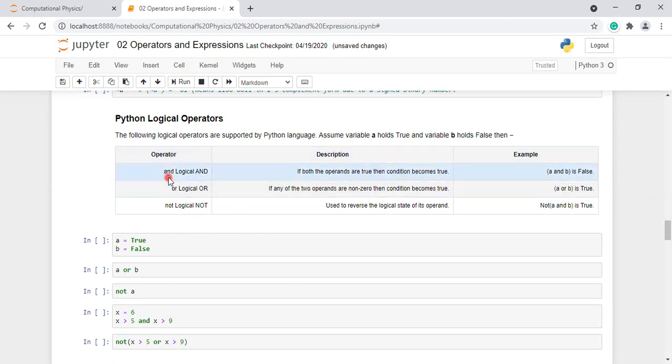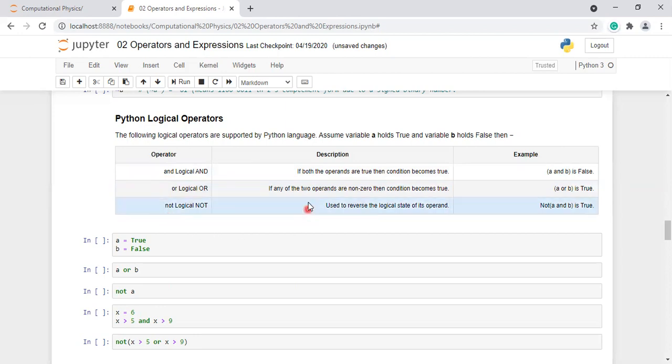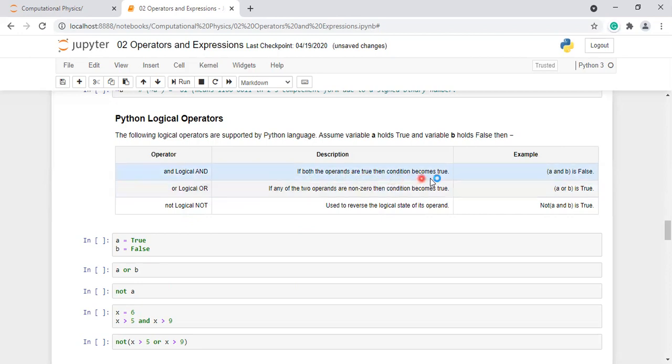Logical operators in Boolean algebra are the logical and operator, logical or operator, and logical not operator. The logical and operator: if both the operands are true, then the condition becomes true. A and B.